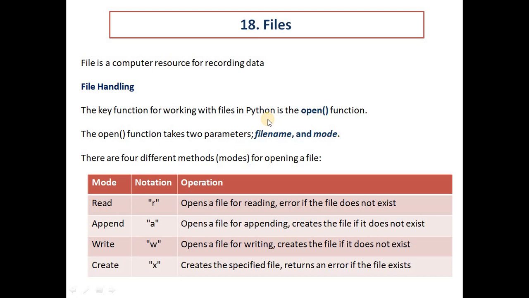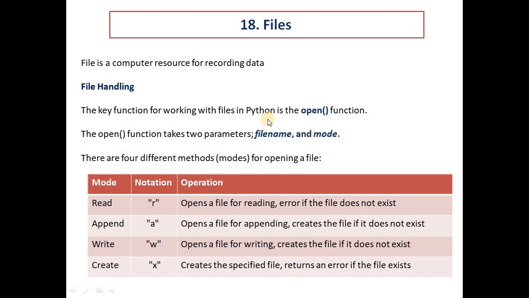So we know different kinds of files are there. A file is used to store data. There are different kinds of files: text files, Word files, PDF files, video files, audio files. The purpose of files is to store data.